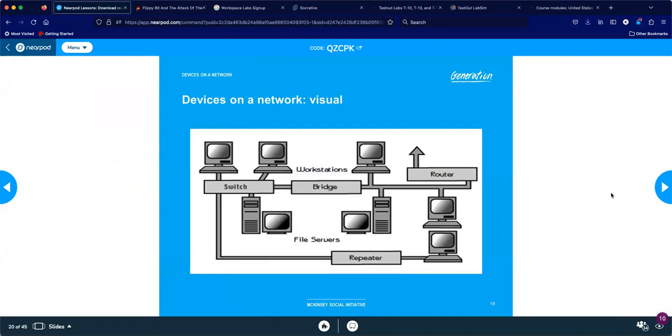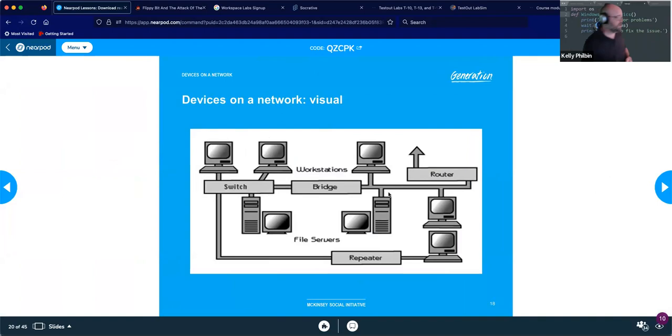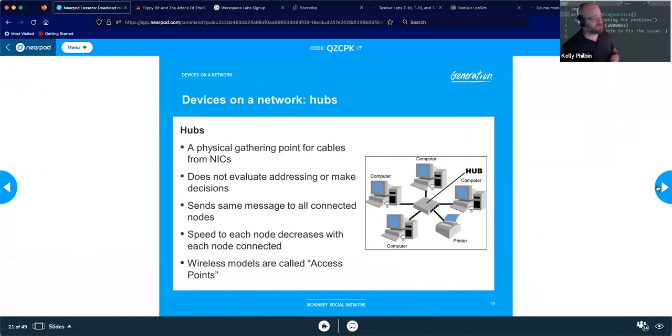So this is what I was kind of showing before. Various devices we're going to be talking about: switch, bridge, router, repeater, hub. And the first and kind of lowest on the totem pole is the hub. In early star networks, you would utilize a hub to connect multiple computers together so that they could all communicate.